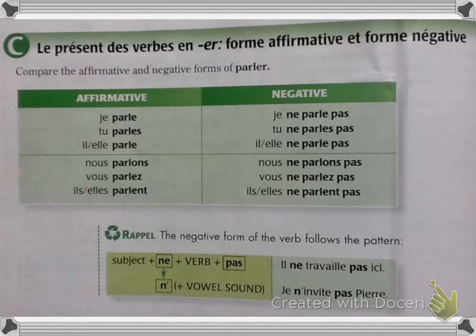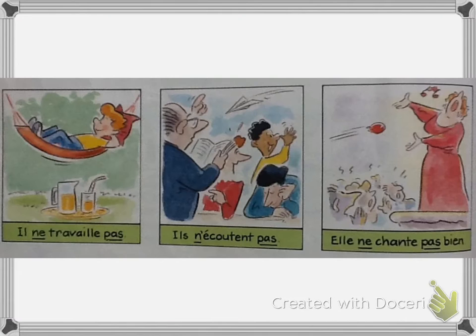Rappel. The negative form of the verb follows the pattern subject ne, verb pas, and our ne becomes an apostrophe before a vowel sound. So, il ne travaille pas ici, and je n'invite pas Pierre. Right? So, he doesn't work here. I am not inviting Pierre. Il ne travaille pas. Il n'écoute pas. Elle ne chante pas bien. So, he doesn't work. They don't listen. She doesn't sing well.